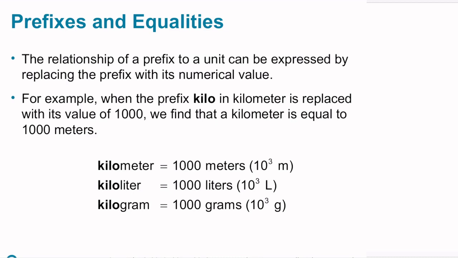We can use the same prefixes with any base unit also. For example, if our base unit is grams, then 1,000 of those base units, 1,000 grams, would be a kilogram. If our base unit is meters, then 1,000 meters is a kilometer. If we had a base unit of liters, 1,000 liters is a kiloliter. So the metric system has the convenience of being able to use all of these prefixes with any of our base units.